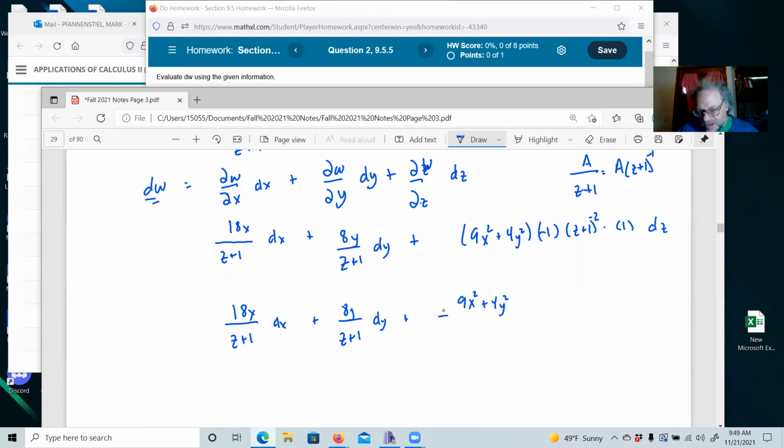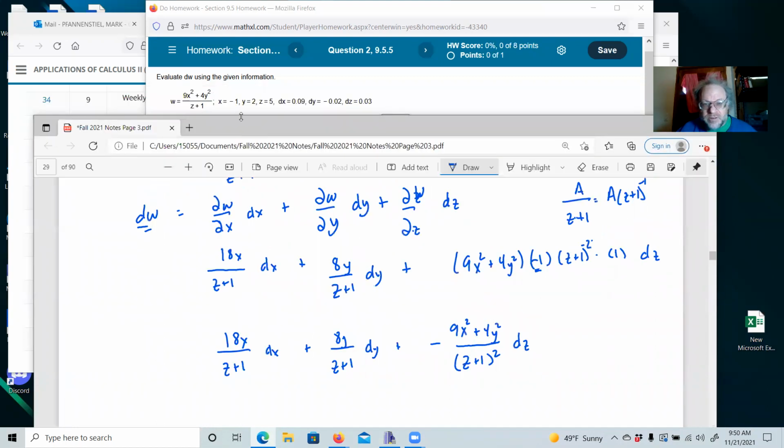I'll put a negative out here. That'll take care of this negative here. We have (z + 1)². That's what the negative exponent means. Okay, and then we don't really have to put the 1 in there, and then just dz. Now it's just time to plug in our numbers.